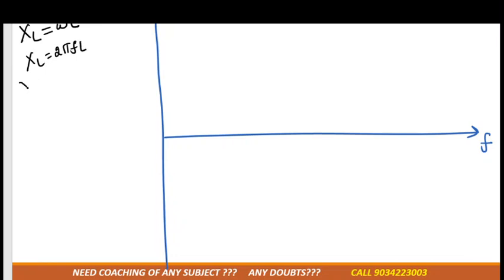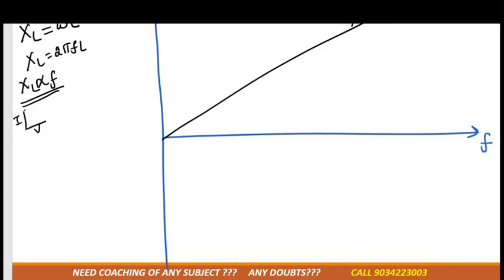So tell me, what is the relationship between the XL and the frequency? Directly proportional or inversely proportional? Directly proportional. XL is directly proportional to frequency. So for directly proportional, the graph is always a straight line. Like, remember, you have studied Ohm's law, with V here and current here, then you will draw a graph like this, a straight line.